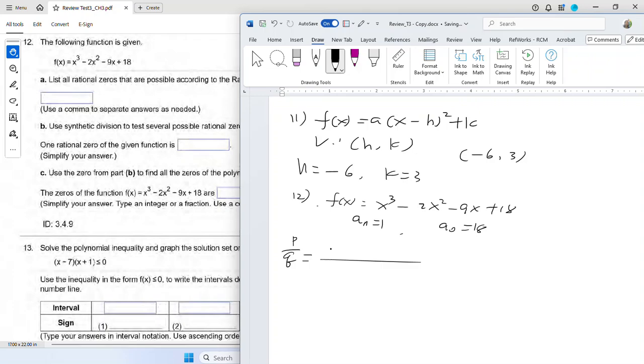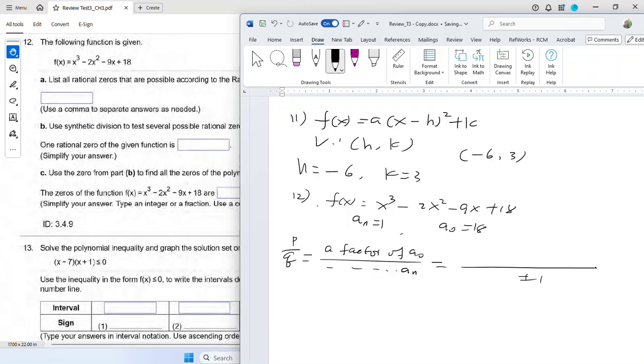Remember, this is a sub 0, a factor of a sub 0, right? P over Q, P here is a factor of a sub 0, and then Q is a factor of a sub n. So a sub n is easy. I will just have plus minus 1, okay?